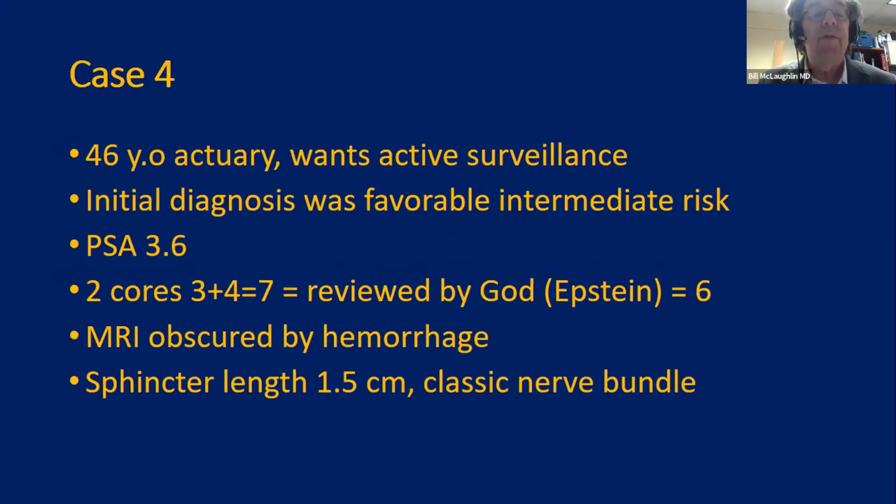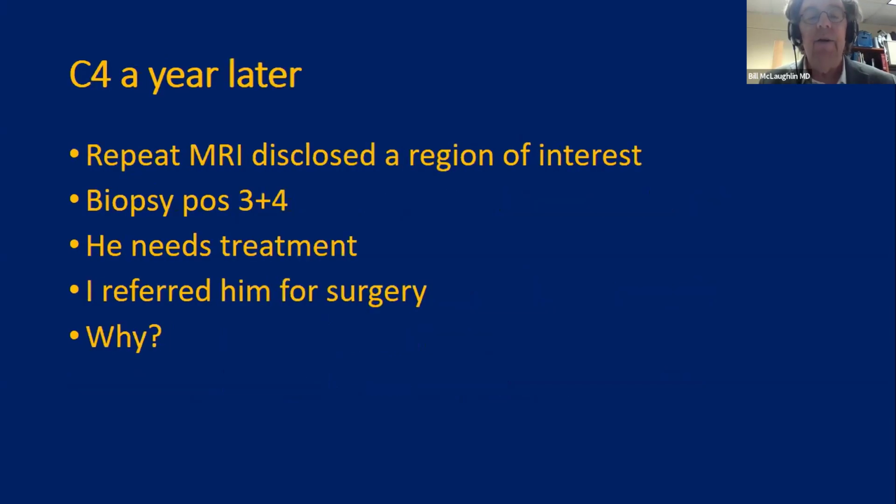Case 4, this is an actuary, probably knows statistics better than me, at an intermediate risk. We sent his pathology to God, otherwise known as Jonathan Epstein, Johns Hopkins. He said, this is not a 7, it's a 6. I was ecstatic. A year later, though, after all the blood and everything was gone, he had another MRI, and there was an area, and this time it was a 3+4 treatment. I referred him for surgery.